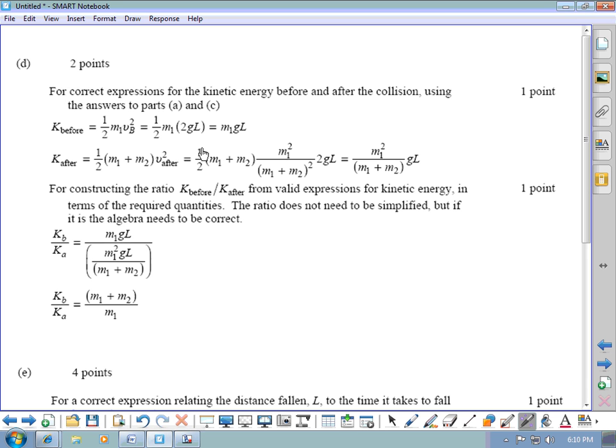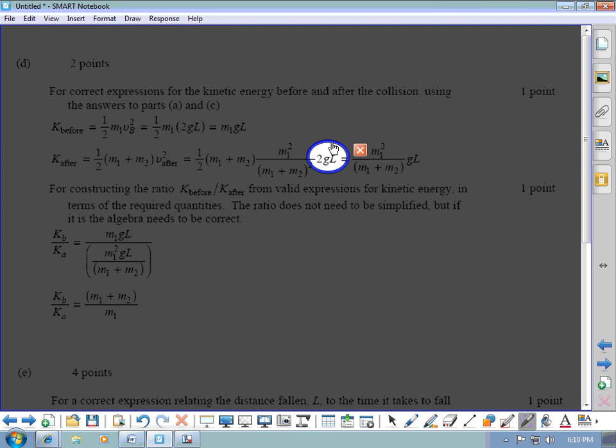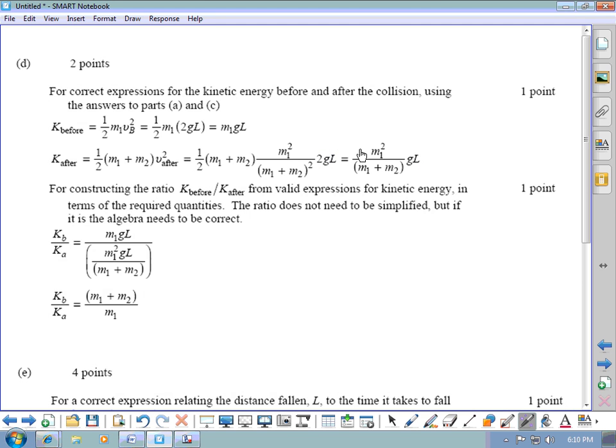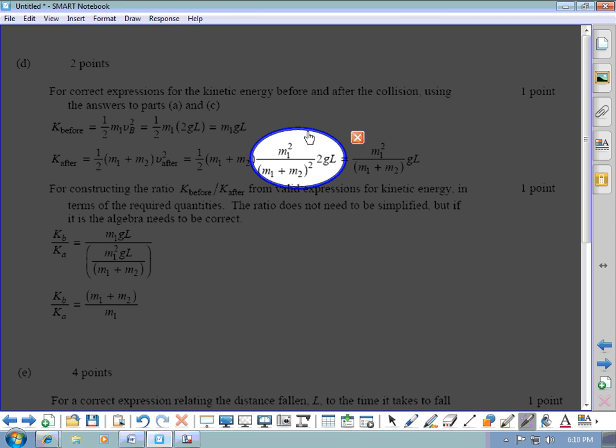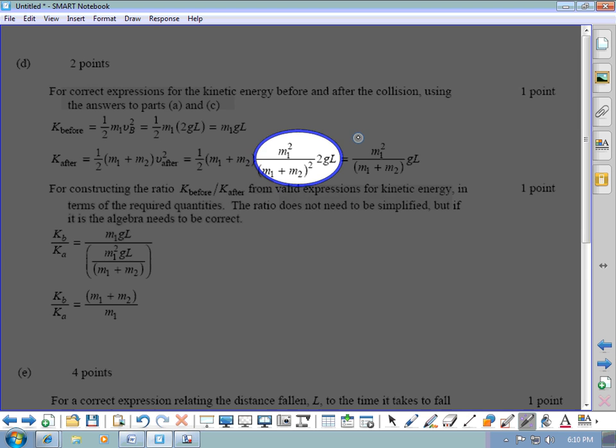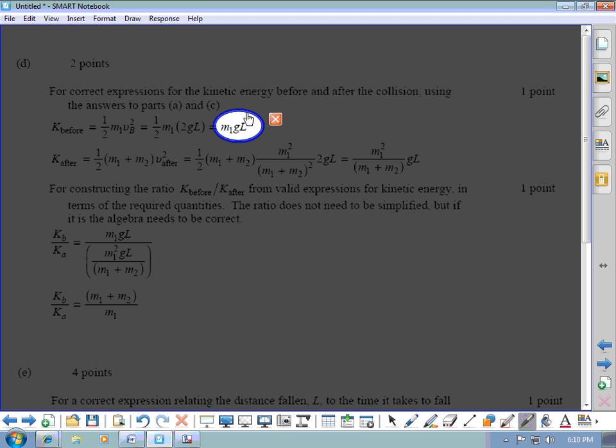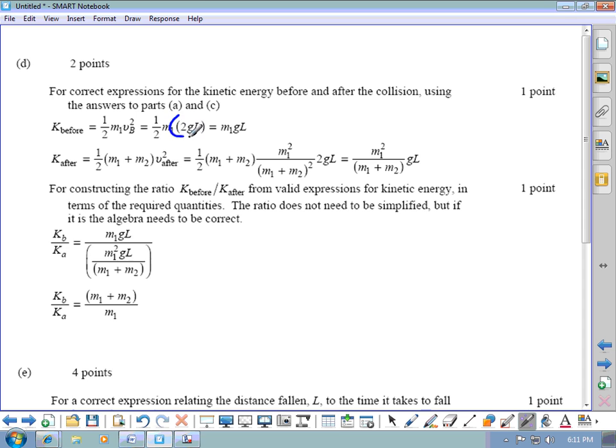So this is your answer. Well, actually, this is your answer to part C. It's m1 over m1 plus m2 times the square root of 2gL. It's that quantity squared. That's your velocity after squared. This is your velocity before squared. So just the 2gL part. And then it was 1 point for correctly setting up some type of ratio.